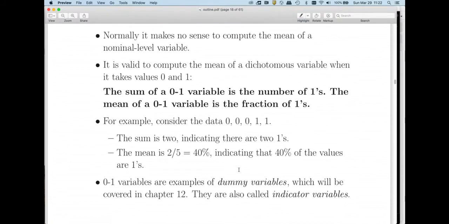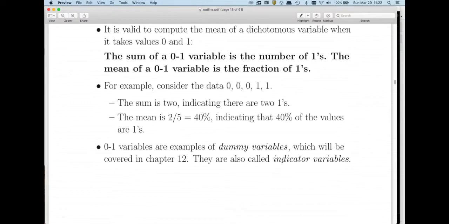These are really important. They're called dummy variables. You'll run into them a lot when you get to regression. Another term that you'll see is indicator variables. So just know these different terms.